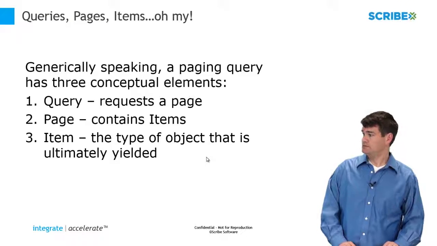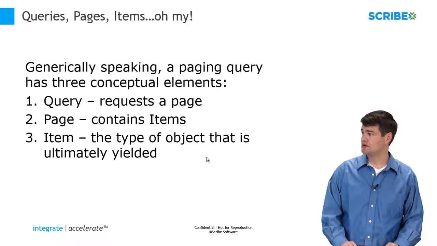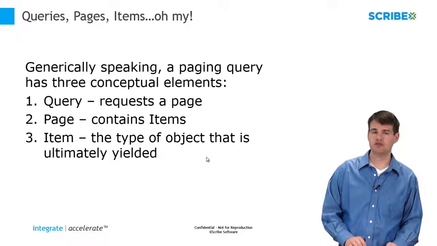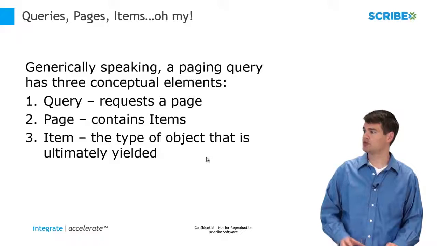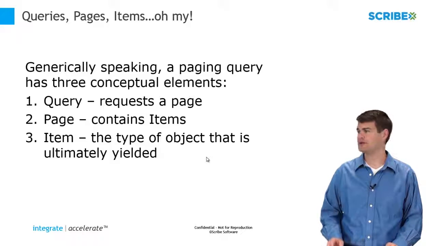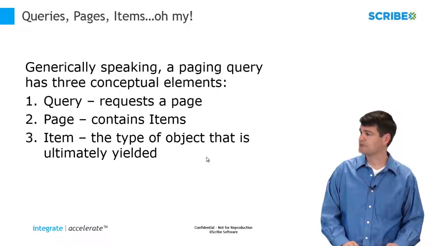So when we're talking about queries, pages, and items, I just want to go over what these things mean. So a query requests a page. So you'd call a query and then get back a page. A page contains items, a list of items typically, and an item is the type of object that is ultimately yielded. So that's what we're actually returning or enumerating over.